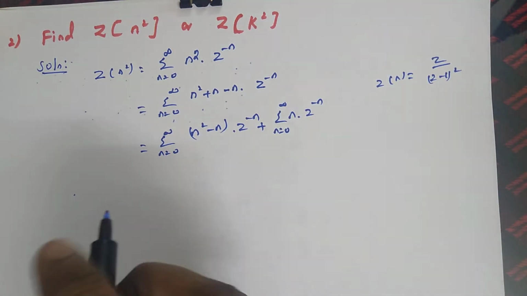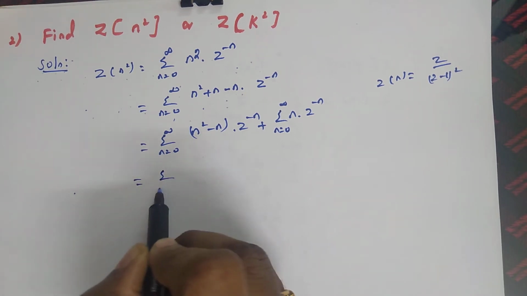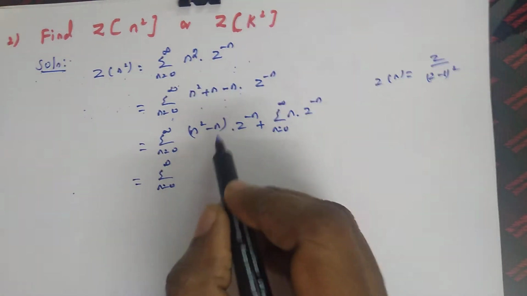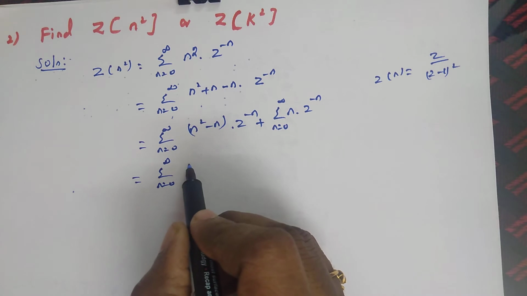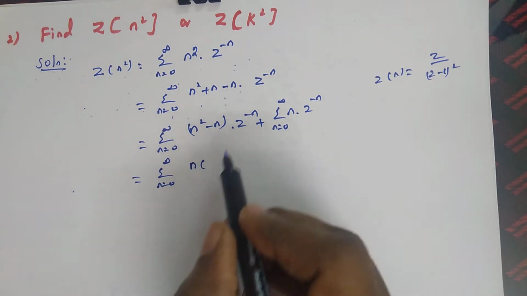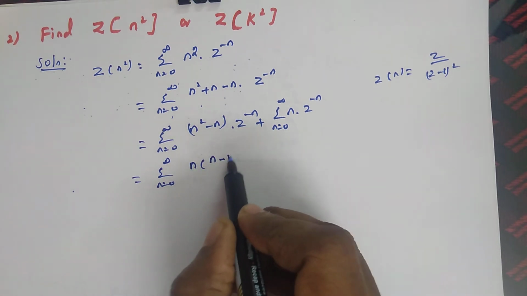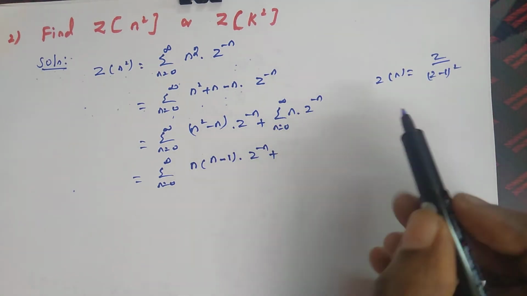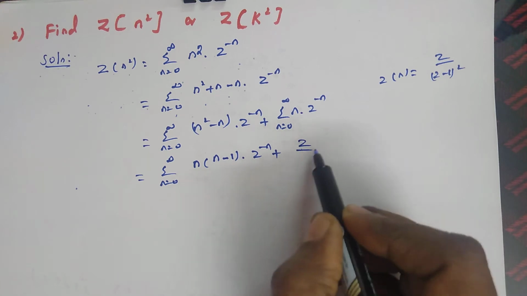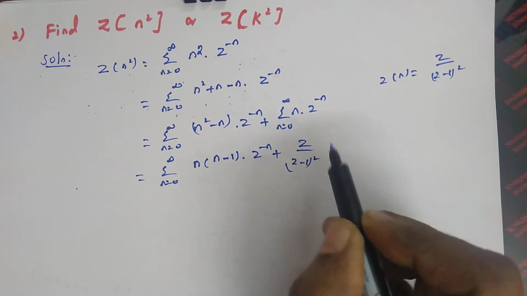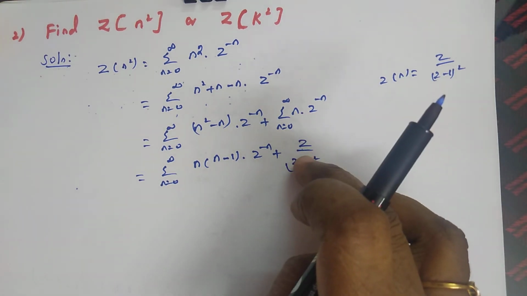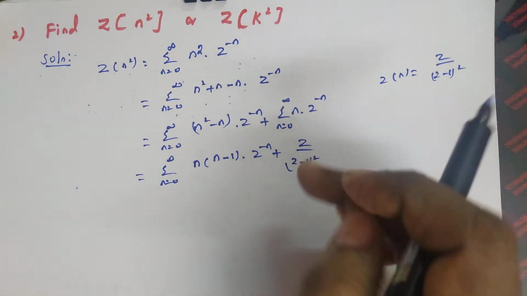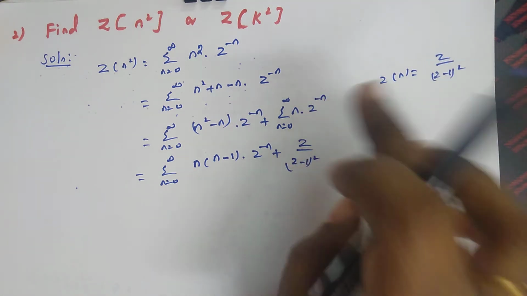So now this can be written as sigma n equal to 0 to infinity. In both the terms, n square minus n, in this one we can take n outside. So the remaining can be written as n minus 1 into z power minus n, plus, for this the answer is z by z minus 1 the whole square. So this part we can write directly because just now we have completed. But in the examination you have to do this also.